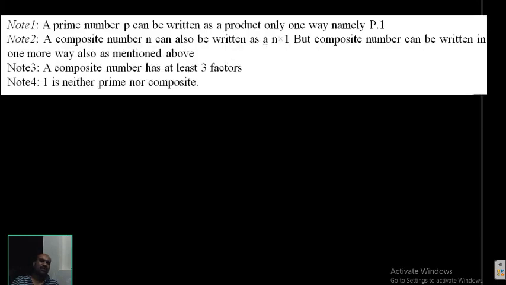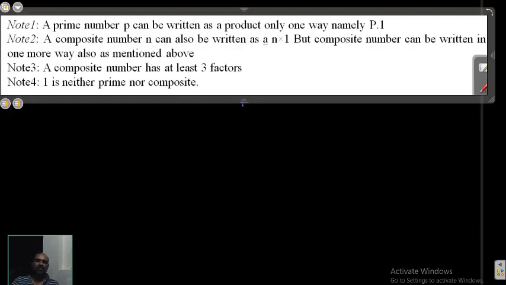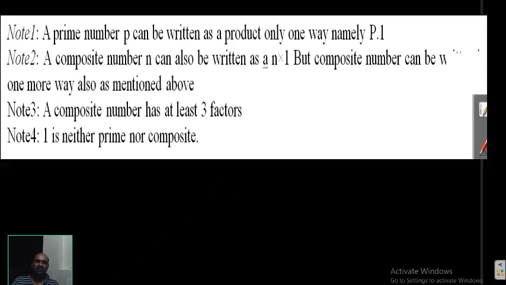Next one is an important note about prime numbers and composite numbers. I want to read it, Nana. Just observe here. Note 1. A prime number p can be written as a product only one way, namely p and 1. For example, take the prime number 5. 5 can be written as 5 into 1 or 1 into 5 only. But 8, I can write in several ways. 8 equals 2 into 4, or 1 into 8. Understood? So a composite number you can write in this way, but a prime number you can write only as that number into 1.